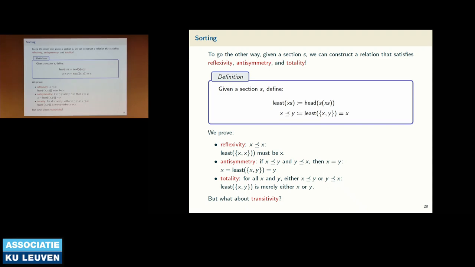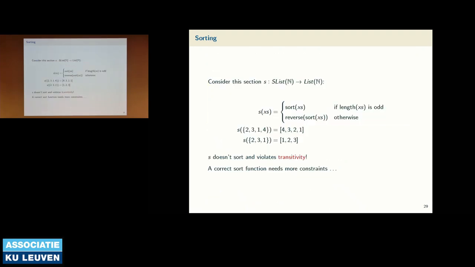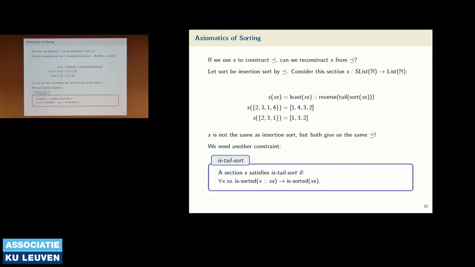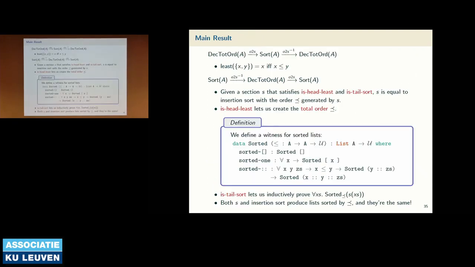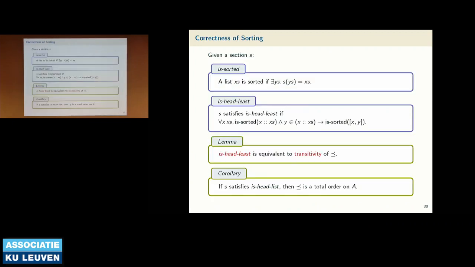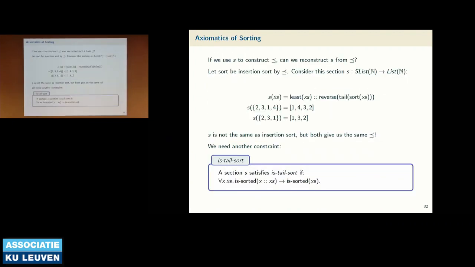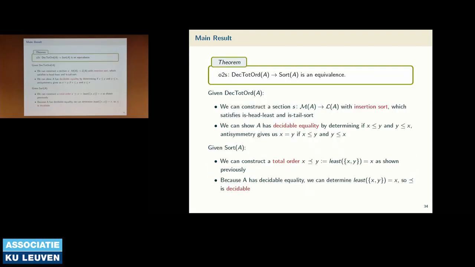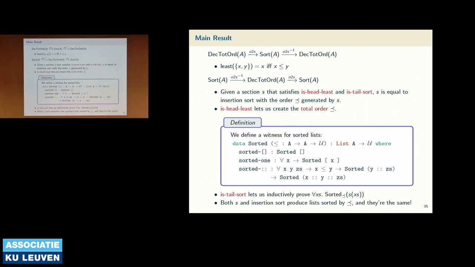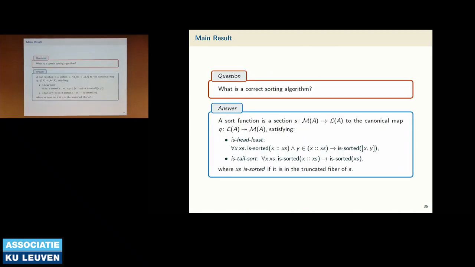Can you show your two head and tail conditions again? Sorry, do we mean this one? This is one of them, the tail sort, and then there's head least or something. Yeah, here you have them both. Okay. I was wondering if these two conditions combined are equivalent to something like, if you have a sublist of a sorted list, then it's still sorted.